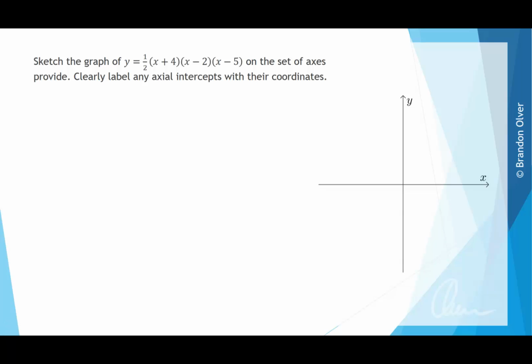Sketch the graph of y equals 1/2 (x + 4)(x - 2)(x - 5) on the set of axes provided. Clearly label any axial intercepts with their coordinates.